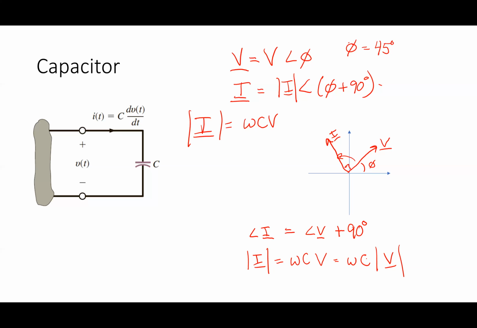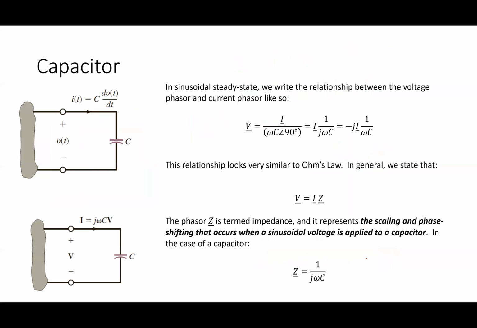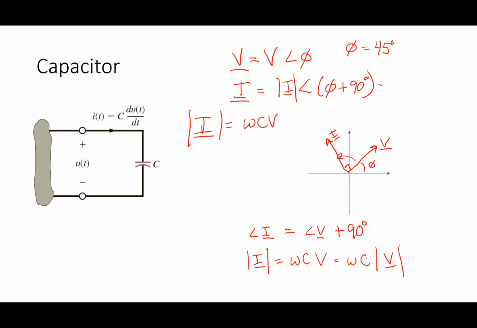Omega C. All right, so there's a way for me of simplifying this. What I can see right now is if I take the phasor of the voltage and the phasor of the current, and put all these together, the angle of the current is equal to the angle of the voltage plus 90 degrees. The magnitude of the current is omega C times V.